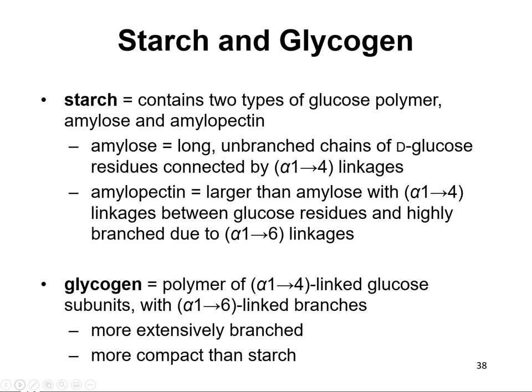Amylopectin is bigger. So it takes those amylose strings, and in addition to the alpha-1,4 linkages, you've also got alpha-1,6 linkages, and it's super highly branched. So that's the difference between amylose and amylopectin: those alpha-1,6 linkages and the highly branched nature of the molecule. Then we have glycogen. It's got alpha-1,4 linkages, and it's also got alpha-1,6 linked branches. So it is very extensively branched, and it's actually more compact than starch.